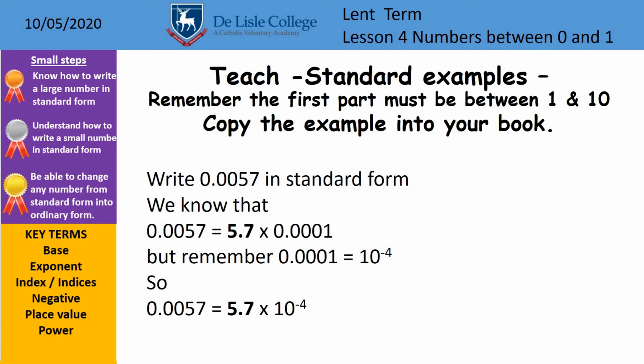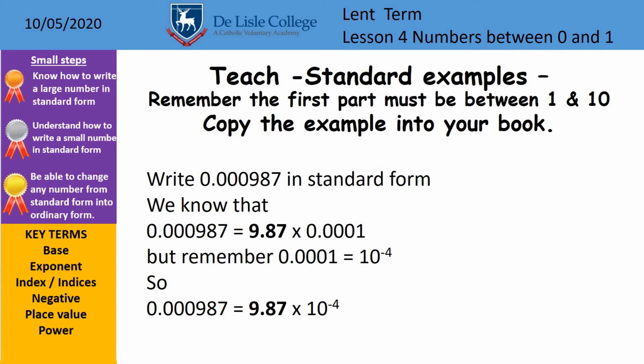Second example, again copy it into your book. 0.0057 we can rewrite as 5.7 times 0.0001. Remember, the first part has to be between 1 and 10. 0.0001 is 10 to the power of minus 4. So 0.0057, correctly written in standard form, is 5.7 times 10 to the power of minus 4.